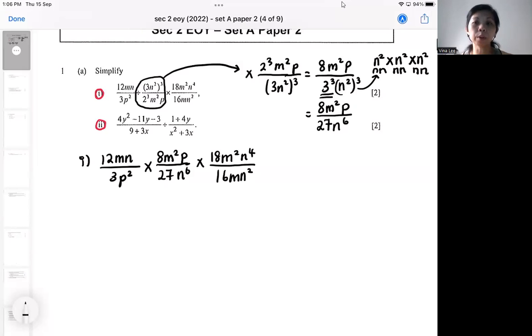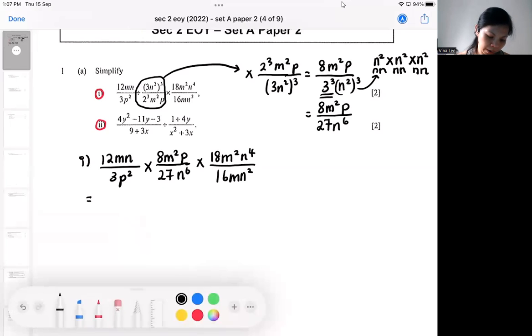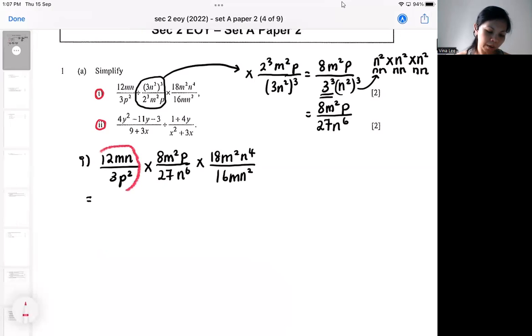Now we are faced with 3 multiplications. 3 multiplication is not difficult. It's just top times top. It's just that you have 3 numerators to multiply and 3 denominators to multiply. But it's going to be quite complex. So for me, what I did was individually see whether there are things to cancel or not. For example, I look at this part, just this fraction. Is there anything I can cancel? Before I multiply, I can cancel the 12, I can cancel the 3.